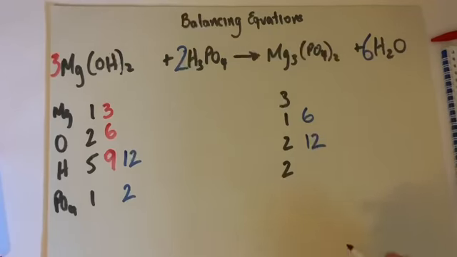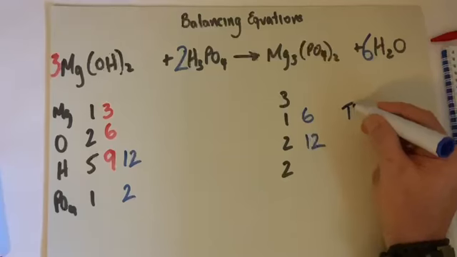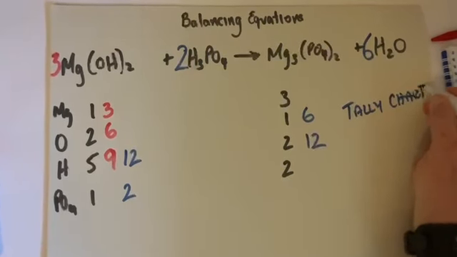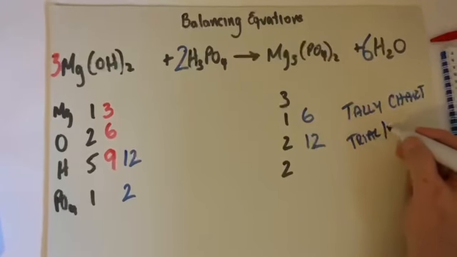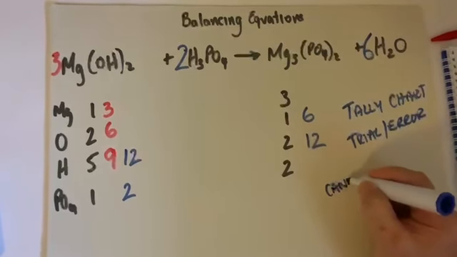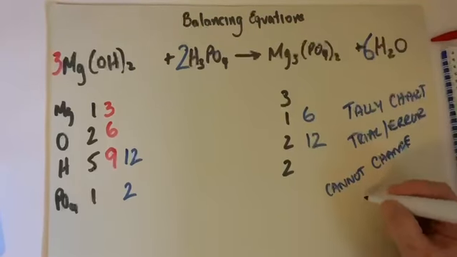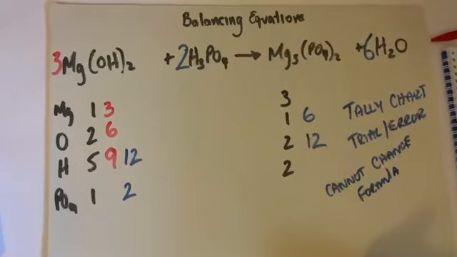Thing to remember when we're doing balancing equations: use a tally chart. Trial and error. Okay, and you cannot change the formula. You can only add more of the same formula, you cannot change it.